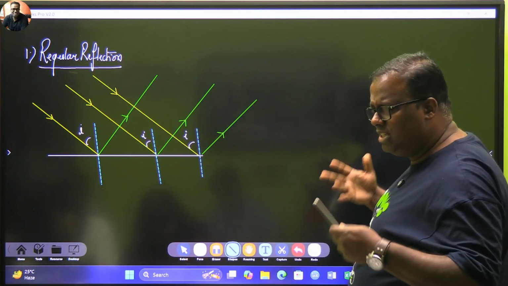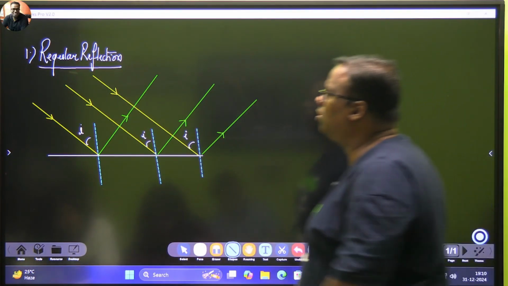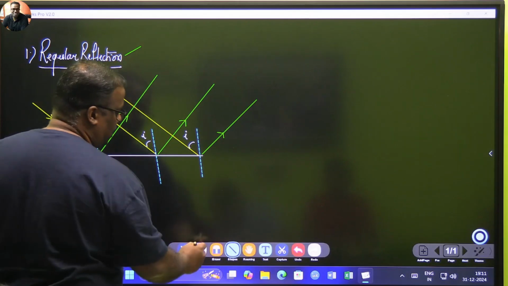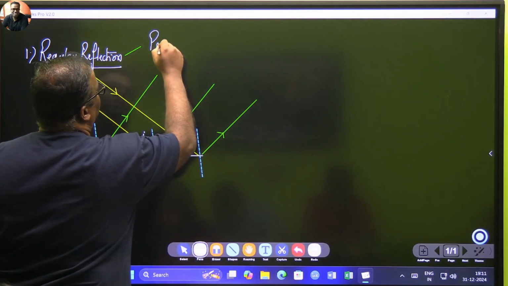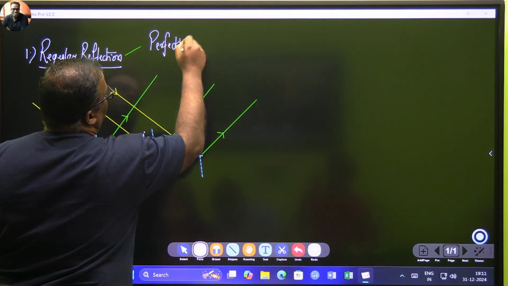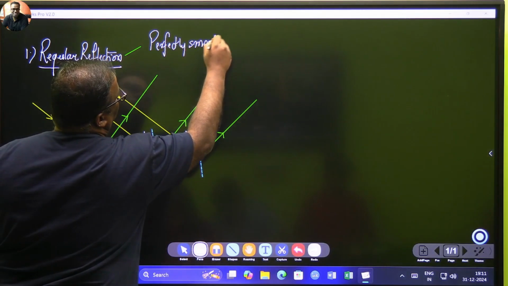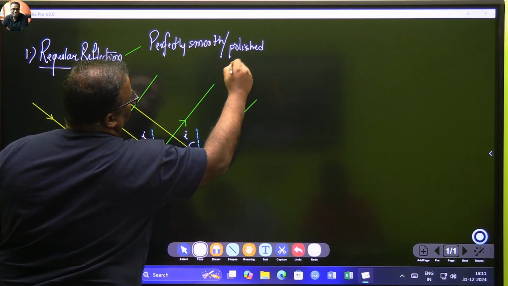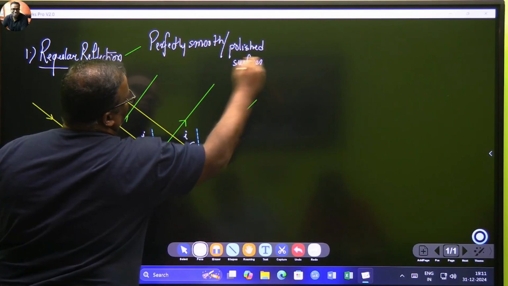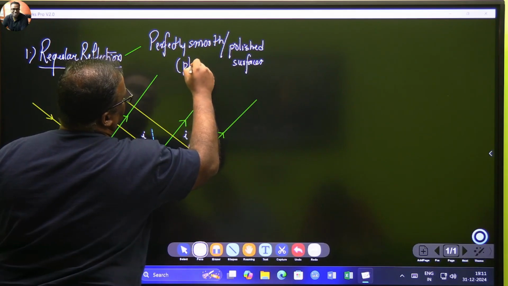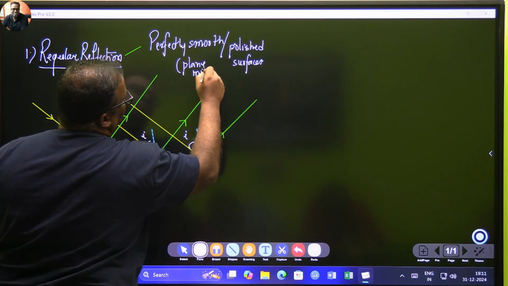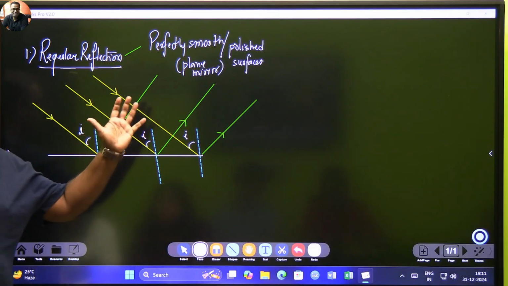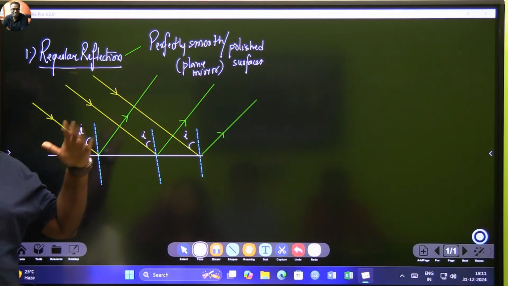So let us understand what is the daily implication of this regular reflection. Now, what all are the surfaces which will show me regular reflection? So regular reflection will be shown by perfectly smooth or polished surfaces. So understand it better, with the best example will be something like a plane mirror. The mirror in front of which you dress up, or the one which is in front of your wash basin. In this scenario, you will be exactly seeing your image.